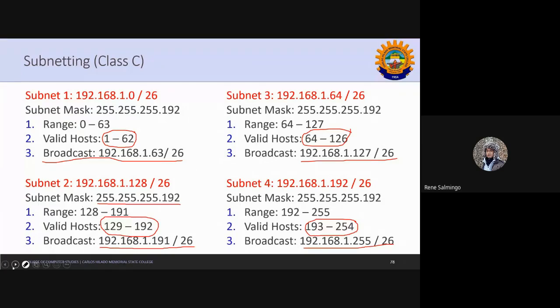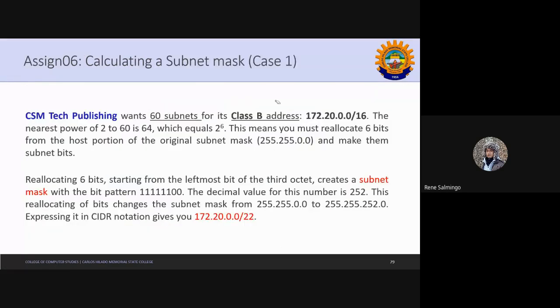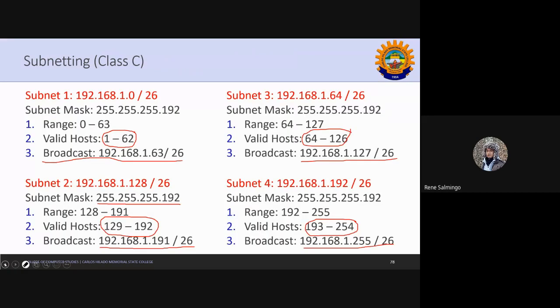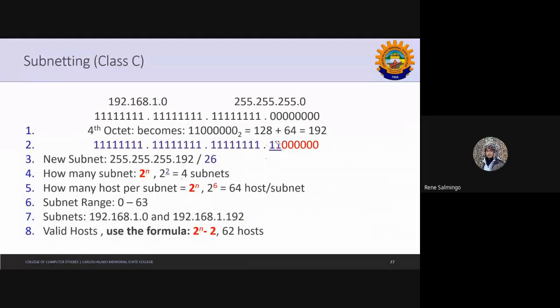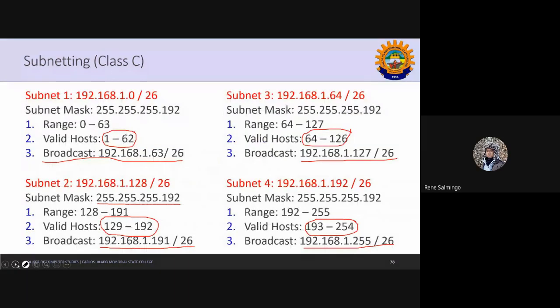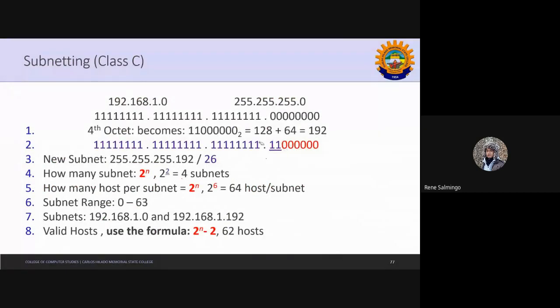As a recall, so that you could practice subnetting, you try to answer this one. This is also a good example. There's also a tip on how you're going to allocate the bits. Now, in this example, how many bits do we allocate? We allocate 2 bits on class C, so that's why we have 4 subnets.